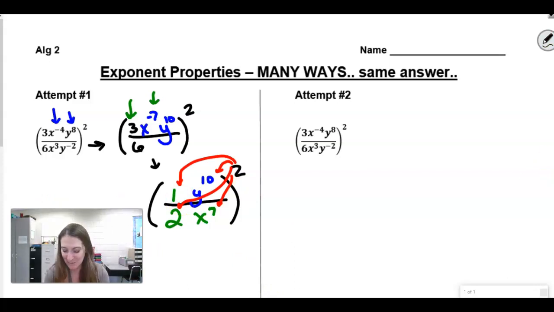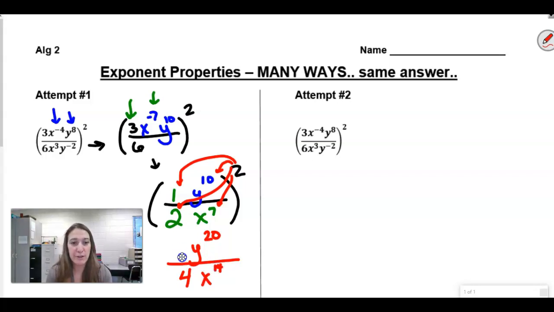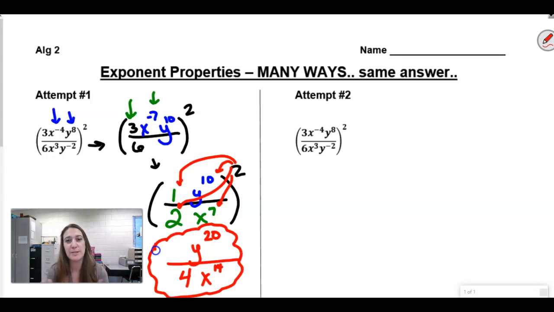So the final answer becomes 1 squared is just a 1. I'm not even going to write that down. Y to the 10th squared, remember you multiply the exponents here, so that becomes y to the 20th, over 2 squared, which would be 2 times 2, so 4, and then x to the 7th squared, we'll multiply those exponents and you get x to the 14th. So if you have a 1 in front of here, it's totally fine, but this is what I think the correct answer is.